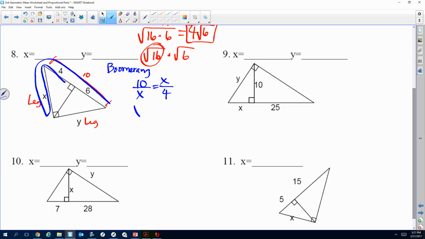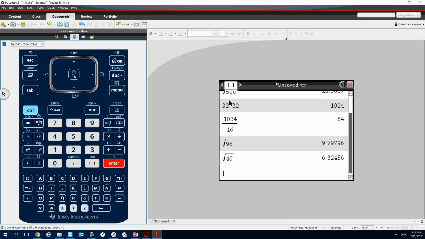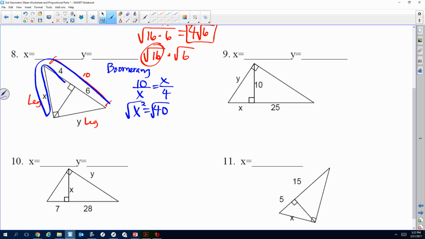X times X will give me X squared. 10 times 4 will give me 40. Then we take the square root of that. And if I go to my calculator, control X squared gives me my radical. Put the 40 inside. Again, it's not a perfect square. It's a decimal. We want that decimal to the nearest tenth. So this is approximately 6.3.